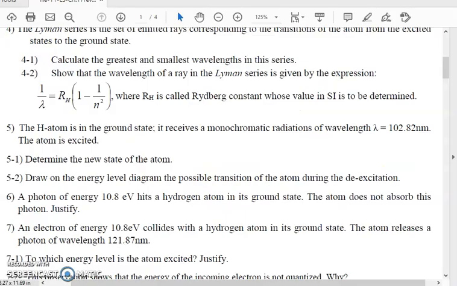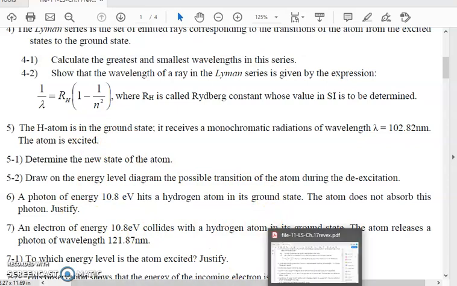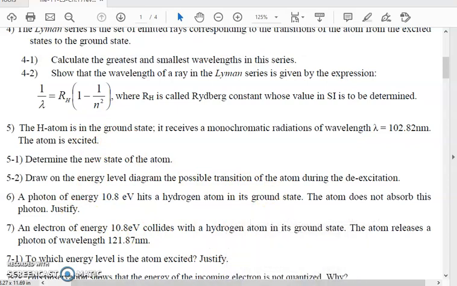Now, a photon of energy 10.8 electron volt hits the hydrogen atom in the ground state. Don't forget the state here, ground state. The atom does not absorb this photon. It means it does not emit this photon. Justify. And as I said, an atom absorbs only the photon that it can emit. Clear? When it is excited.